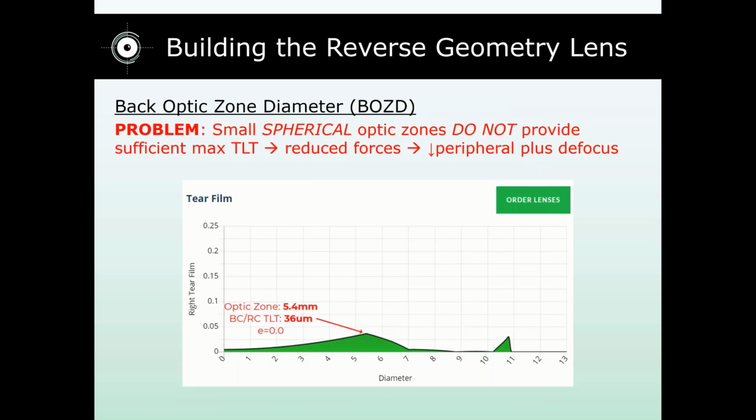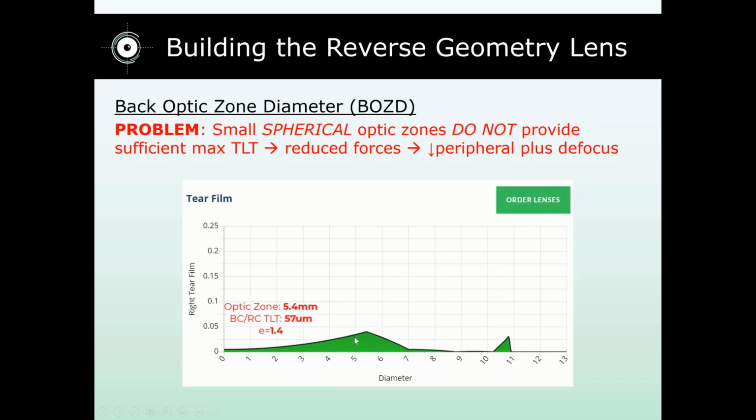So the problem, going back to that -1 patient, if we put them in a spherical design, that spherical design doesn't really create a sufficient max TLT. So this is the max TLT with a 6 millimeter versus a 5.4. Notice when you go from 6 to 5.4, look how small that max TLT is. Remember the clearance factor, the difference between the max and the minimum is related to the forces. There's not a significant amount of force if you have a small myope with a spherical design.